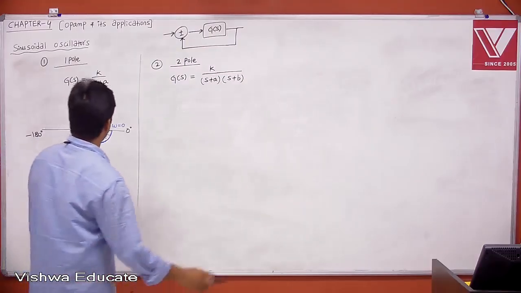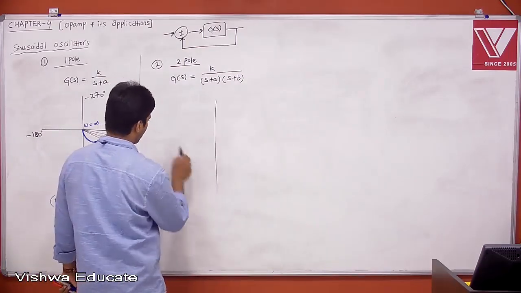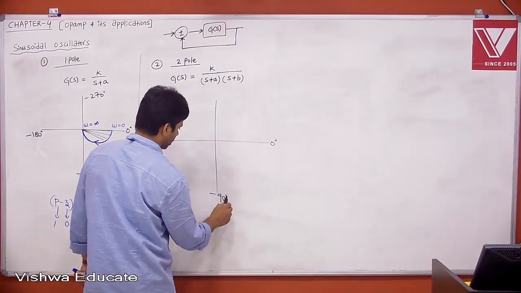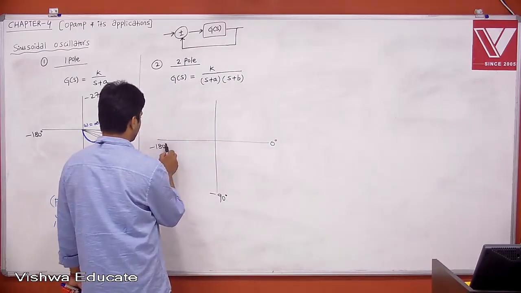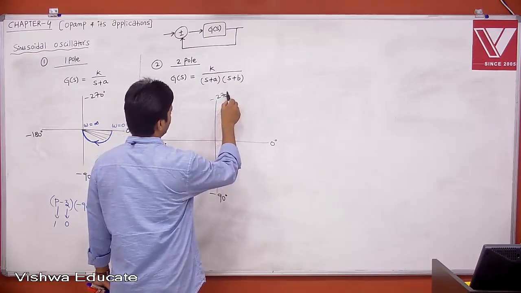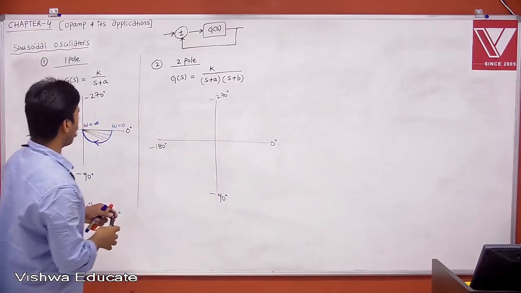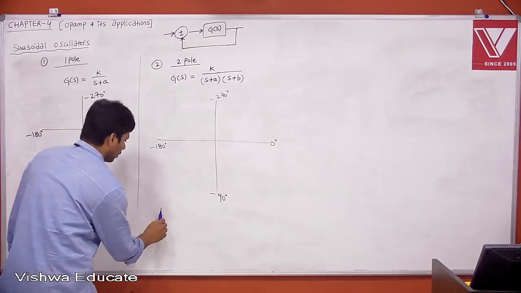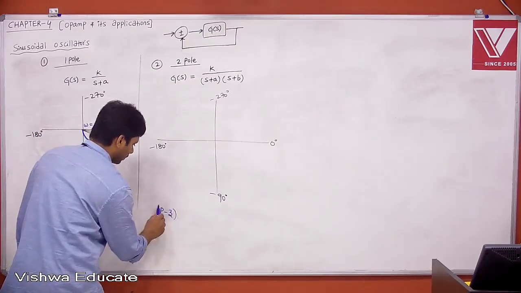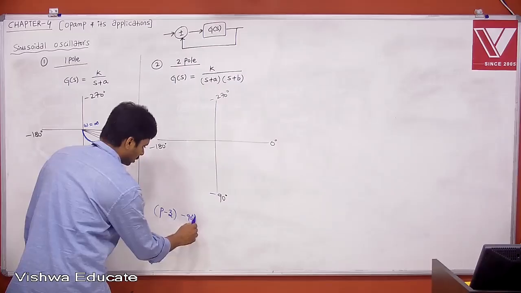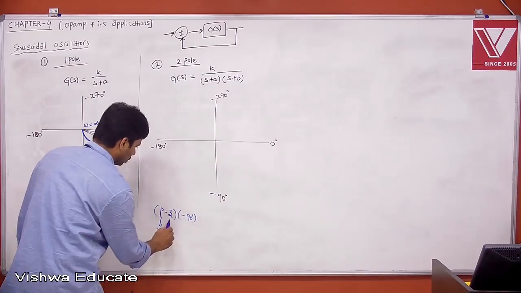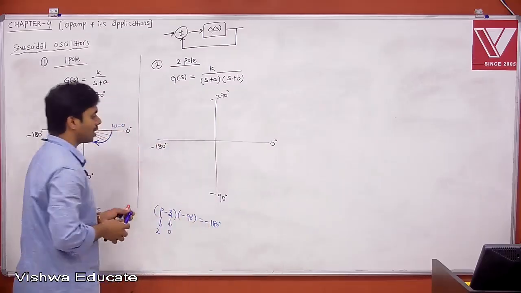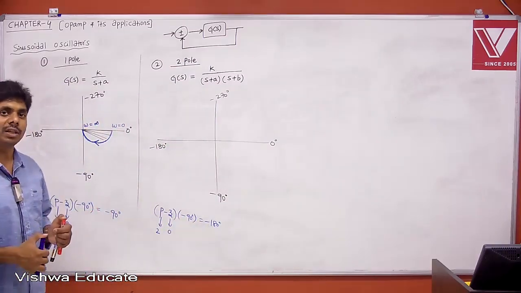Okay, now tell me what the polar plot is. In the polar plot, we have 0 degrees, minus 90, minus 180, minus 270 and then 360. Now how many poles are there? We have 2 poles. How many zeros? Zero. Therefore, P minus Z times minus 90 degrees: P is 2, Z is 0, so this is minus 180. It will finally terminate at 180 degrees at frequency equal to infinity.